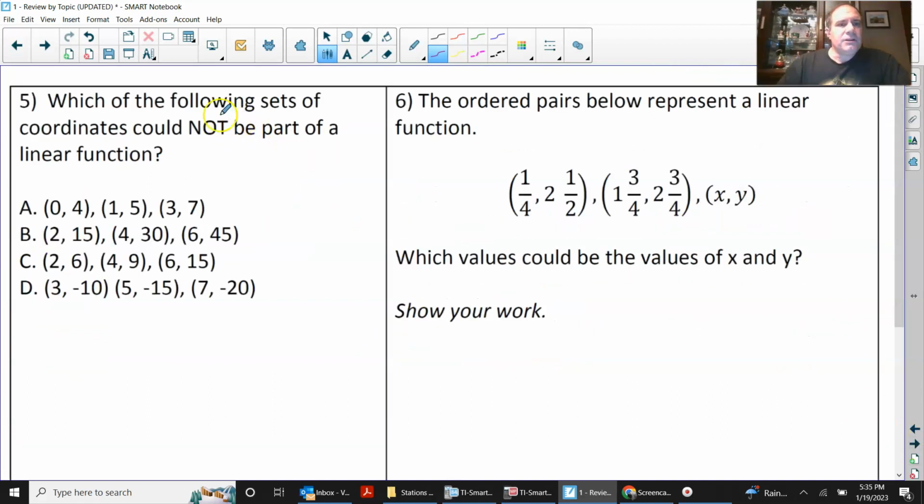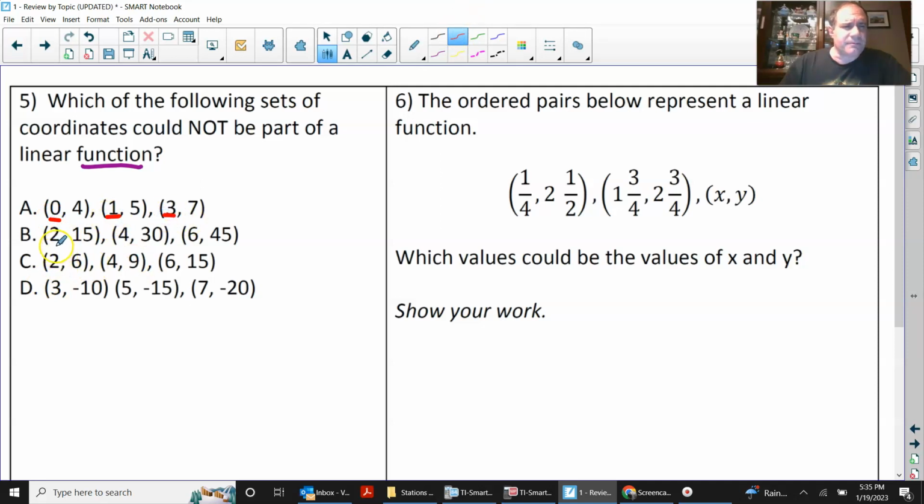Number 5: which of the following sets of coordinates could not be a part of a linear function? Probably one of the trickiest questions on this entire review sheet. So I'm going to say, okay, function, every x must have its own y. So I'm going to just check the x's, and I'm going to see if I could cancel out anything.